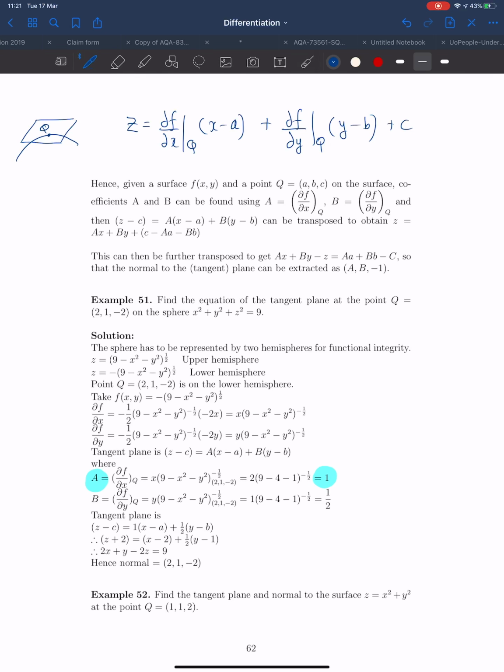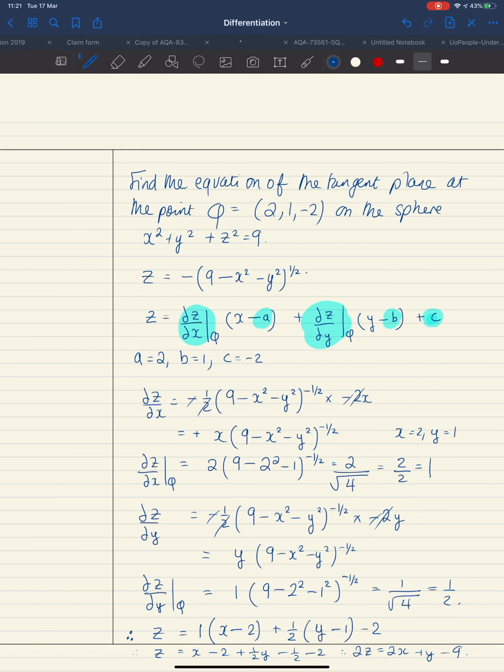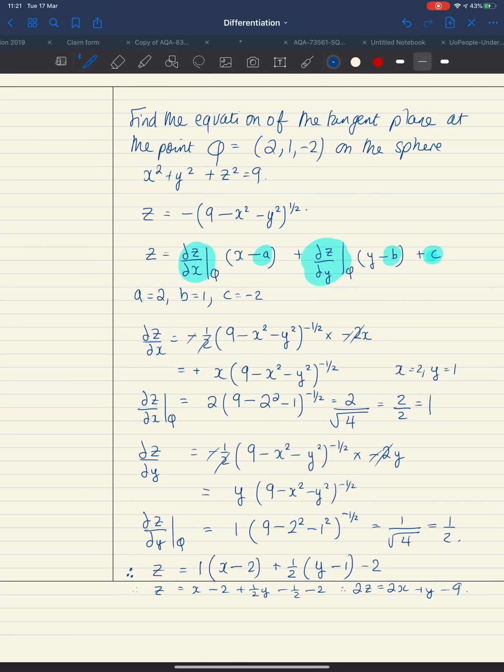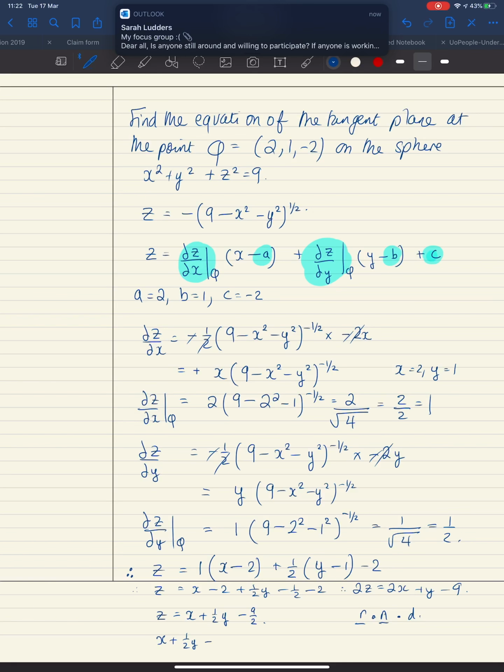Ah, it does say find the normal. It doesn't say it in the question, but if we need to find the normal of this one, we've got z is x plus a half y minus 9 over 2. If you remember, r dot n equals d. So rearrange this: you've got x plus a half y minus z is 9 over 2, taking the z off this side and adding it to the other side. 4 and a half is what I was thinking. So in r dot n equals d, the r is the x, y, z, so the normal is 1, a half, minus 1. And the d would be 4 and a half, 9 over 2.